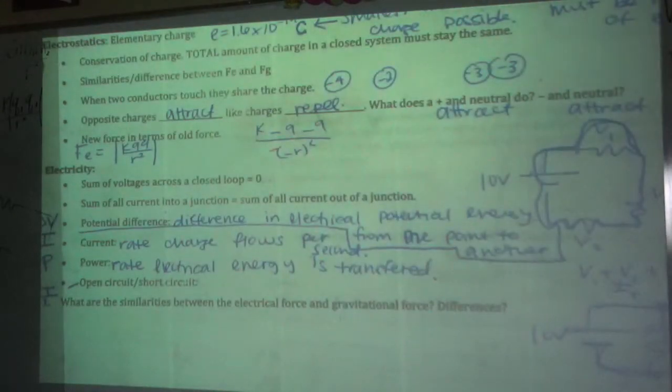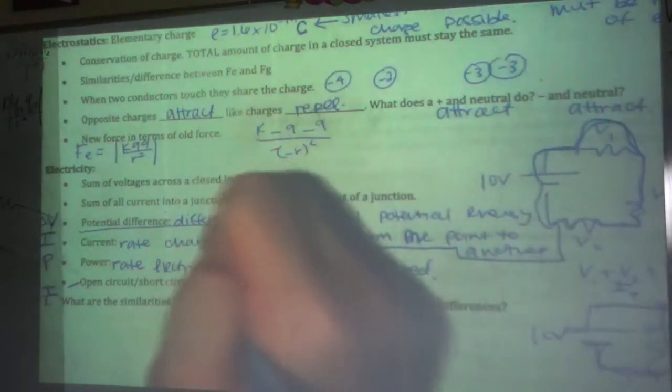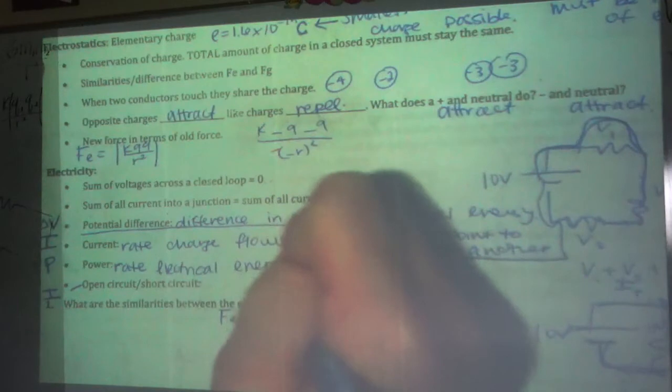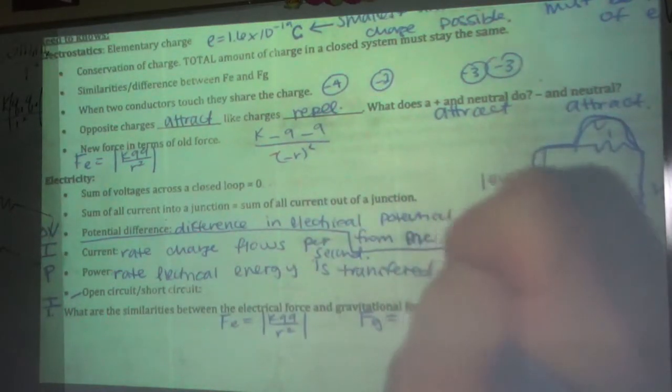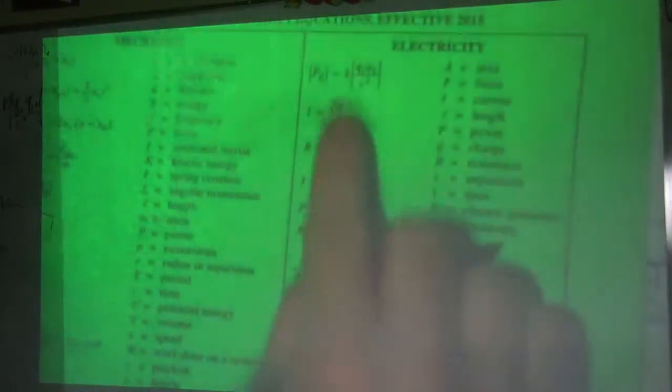And, okay, similarities and differences between the electrical force and the gravitational force. I'm just going to do the equation real quick. Q over R squared, and gravitational was G-M-M over R squared. Q is the top right here under electricity, and gravity is down here by the bottom.